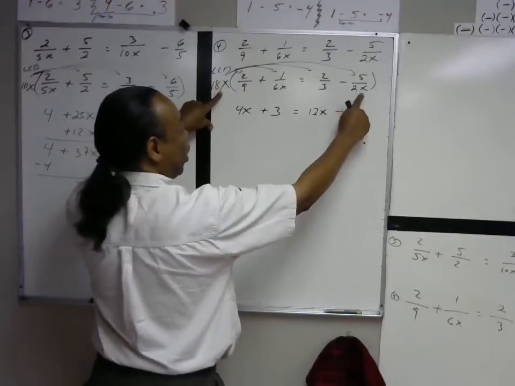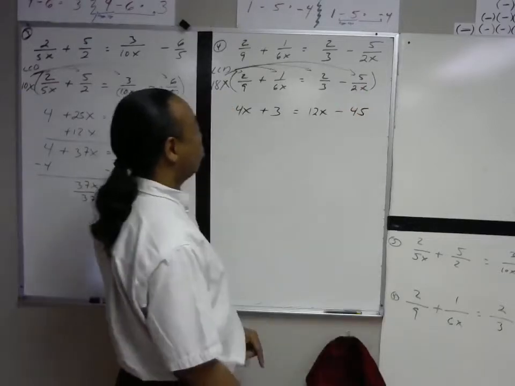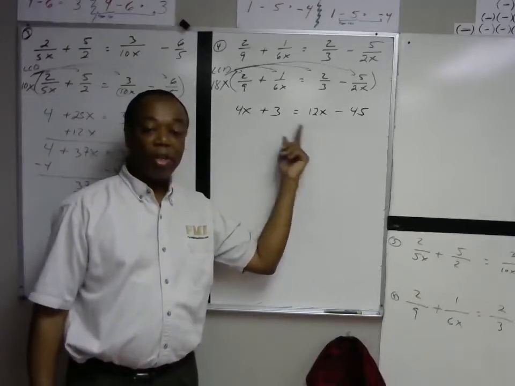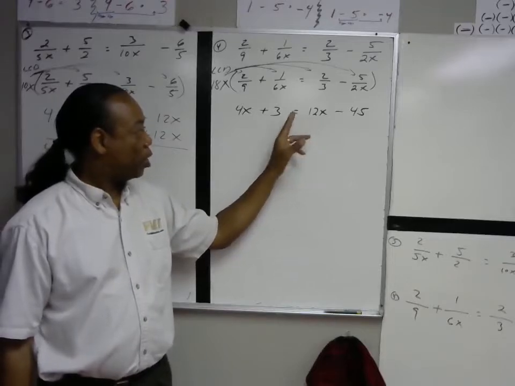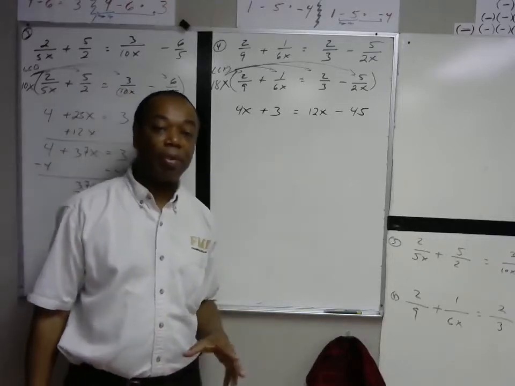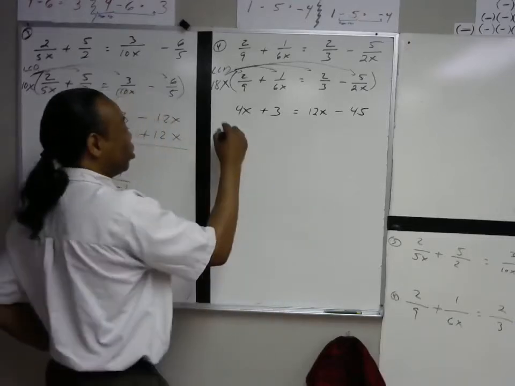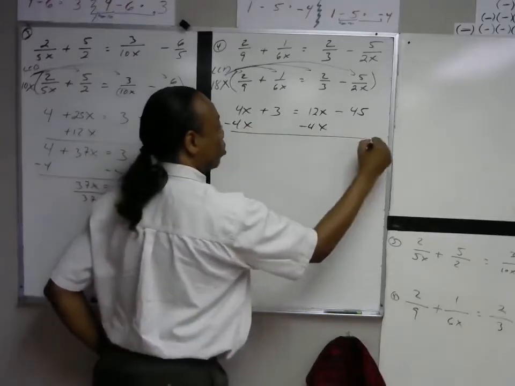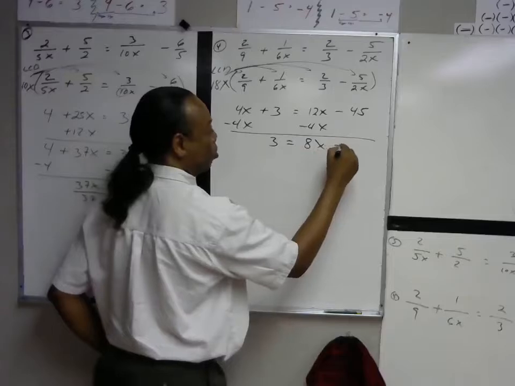18x divided by 2x is 9. 9 times 5 is 45. Okay. We have x's on the left and the right. Since we have more x's on the right side, I'm going to choose for this to be a right side problem. So we're going to get rid of the x's on the left here. So minus 4x, minus 4x gives us 3 equals 8x minus 45.